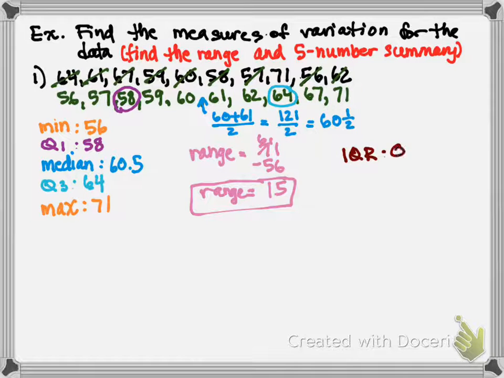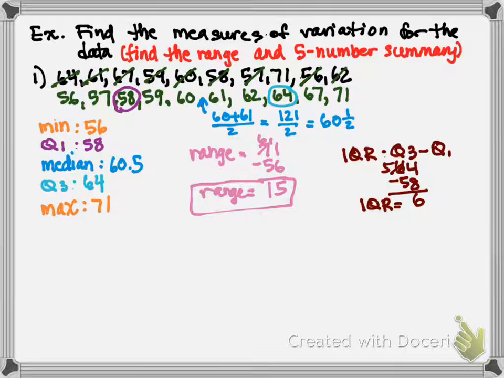So we're going to take quartile 3, and we're going to subtract from it quartile 1. So let's see, we get a 64 minus a 58, and we get a 6. So between those two groups, that's going to give me 6 values in between, a range of 6 between those two.